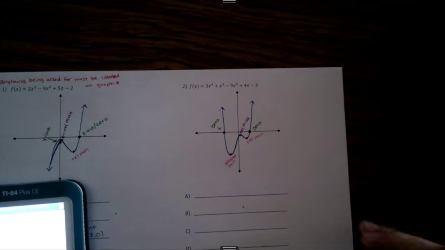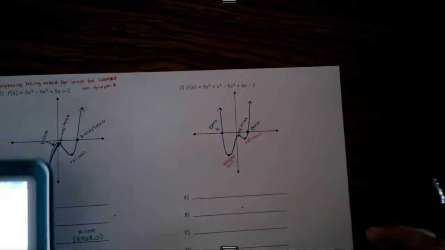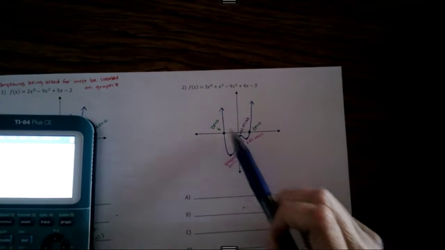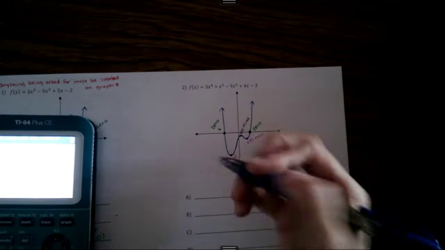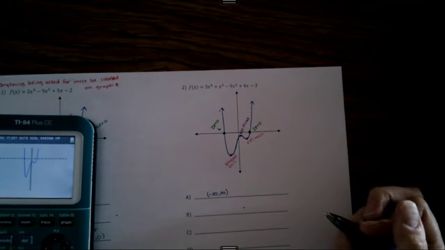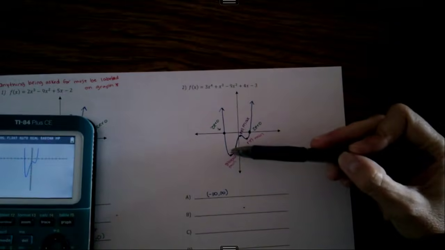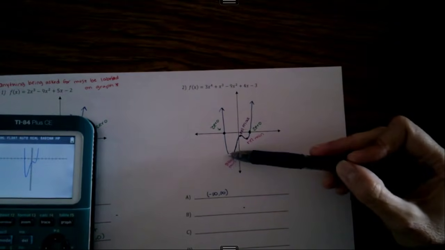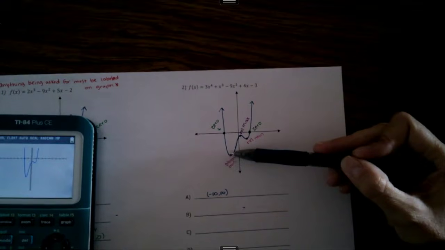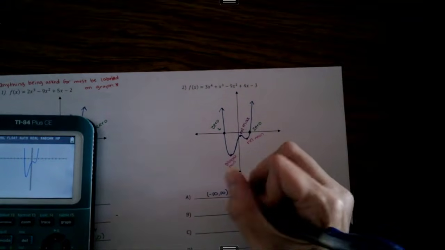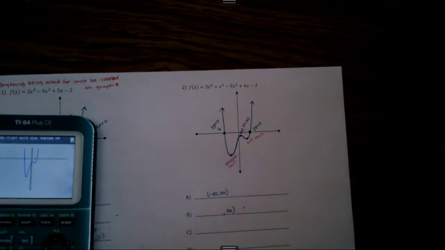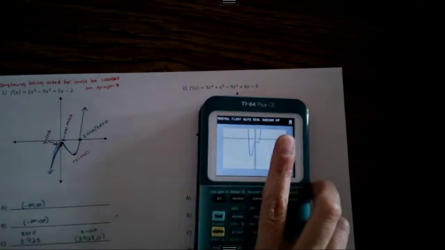All right, so A asks us for the domain. The domain continues to the left and to the right, so negative infinity to infinity. B is the range. In order to know the range, I need to know what these values are. So how far down does it go, and then up to infinity. I know that this part's going to be infinity. I need to figure out that lowest point. Well, how do I find that lowest point?